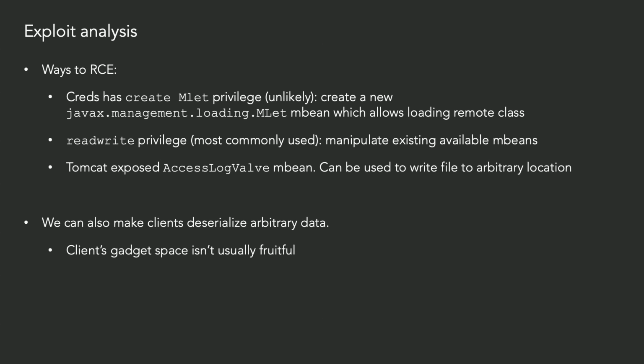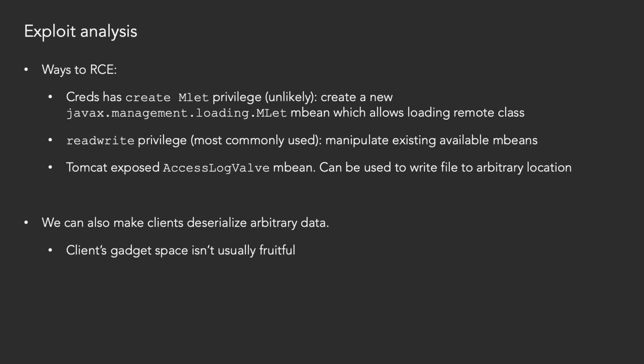So, what can we do about it? To get from this to RCE, there are several ways. First, if the credential has create MLet privilege, which is unlikely, then he can use the MLet MBean to load a remote class, but it's not very likely in the wild. But when there's a read-write privilege, which is the most common case, you can manipulate existing available MBeans, play with them to make them perform undesired method calls.